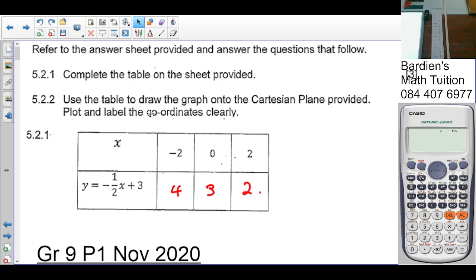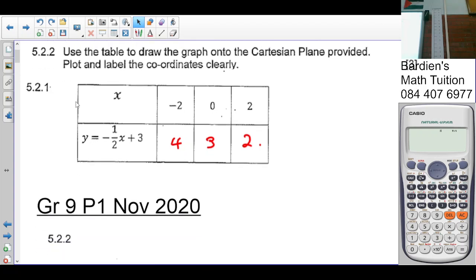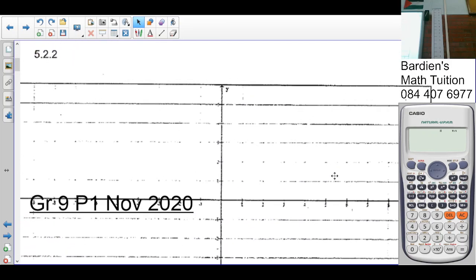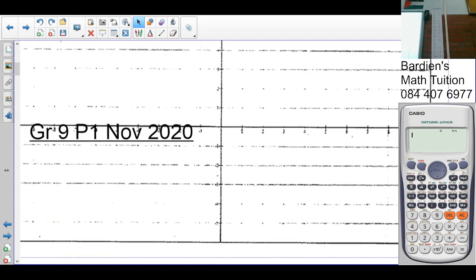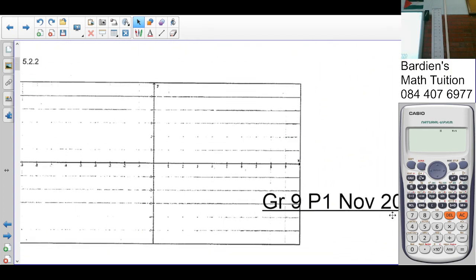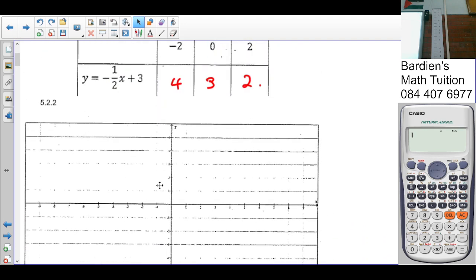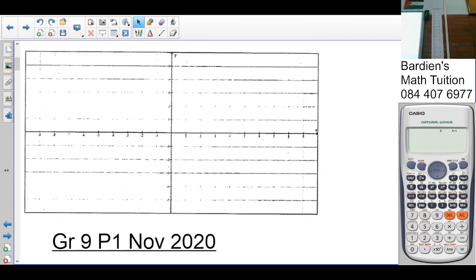Marks. Okay, so in 5.2.2, use your table to draw the graph onto the Cartesian plane provided. Plot the labels and the coordinates clearly. So what we have, there's your Cartesian plane. So what I do is, can somebody read me that? Okay, yes. So it's going to be negative 2 and 4. So I go on the diagram, negative 2 is here, and 4 is there. Not so? Negative 2 and 4. Put negative 2 and 4 there.